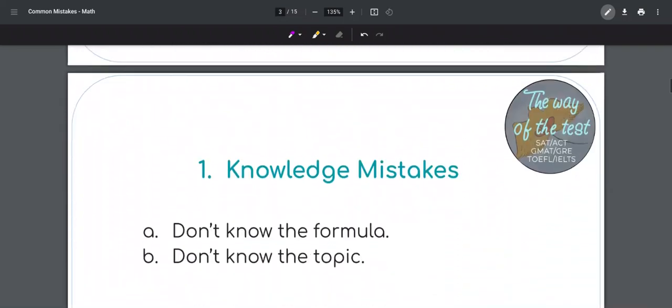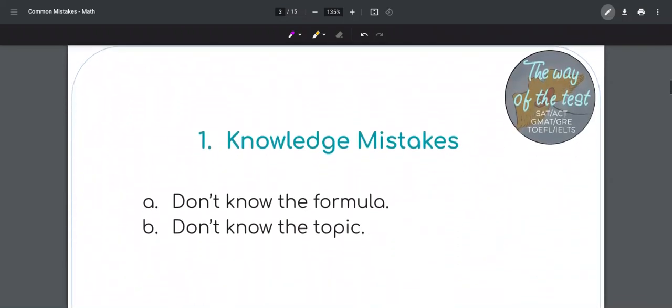We're going to see the first type of mistake, which is the knowledge mistake. Now, each of these mistakes, or the name of each of these mistakes, is pretty self-explanatory. So knowledge mistakes are mistakes about knowledge, which means things you don't know. You're making a mistake because you don't know. You either don't know the topic or don't know the formula.